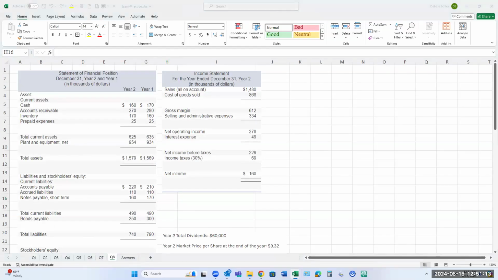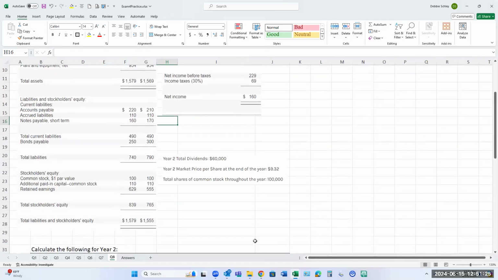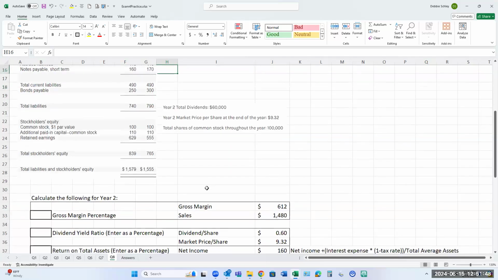All right, question 8. This one is basically all over question 14. Take a screenshot or something because I have taken these amounts that they've given us because they want us to calculate the following for year 2. So I've just taken these numbers and copied them down here so I don't have to scroll up and down. Just notice this little part here where you get your total dividends, your market price per share, and your total shares of common stock outstanding is 100,000.